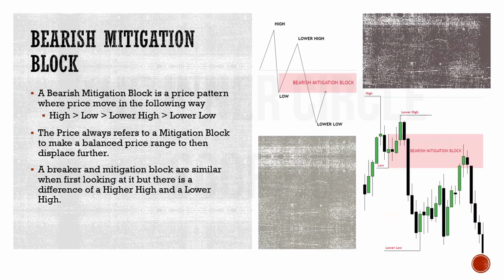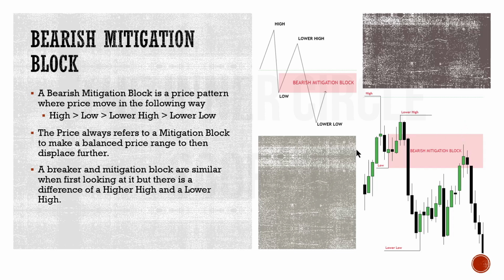Okay, a very similar topic is a bearish mitigation block. It's pretty similar to a bearish breaker, but the only difference is that in a breaker we made a higher high, but in a mitigation block we make a lower high. So how it goes is high, low, lower high, lower low. A bearish mitigation block is a price pattern where the price moves in the following way: high, low, lower high, lower low. The price always refers to it, as you can see over here.